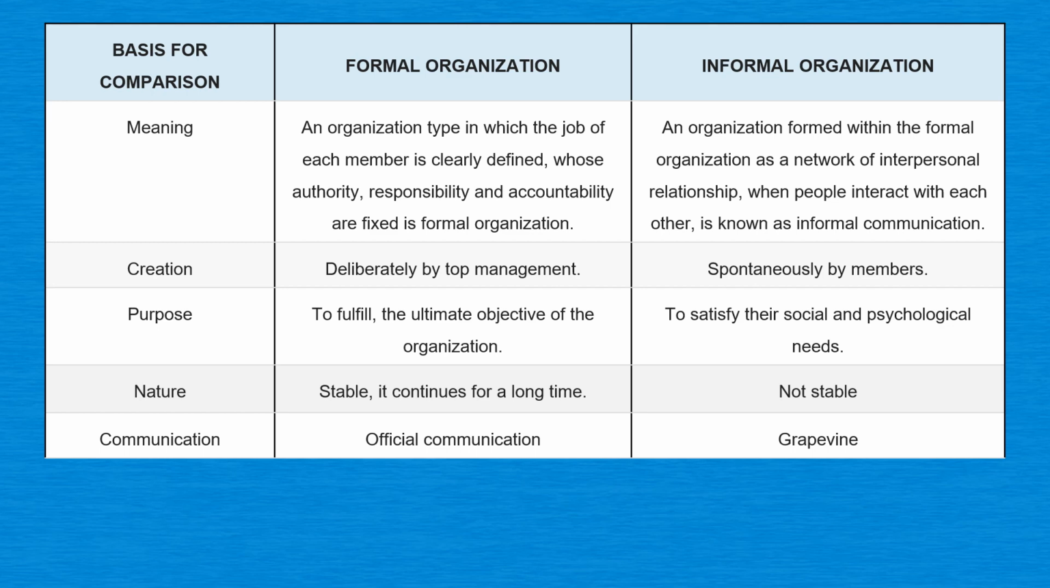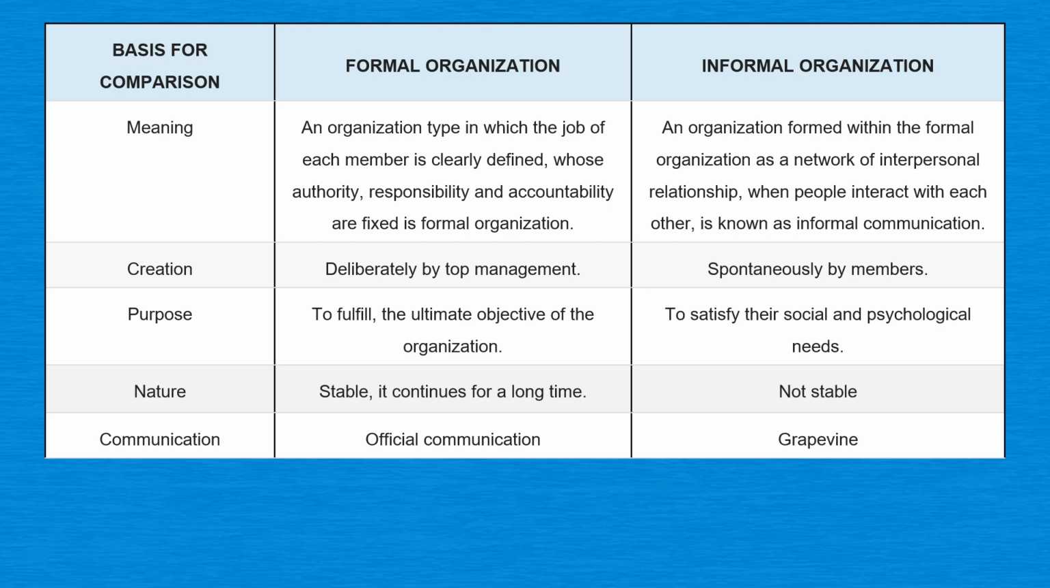The formal organization, on the basis of comparison of meaning, is an organization type in which the job of each member is clearly defined, whose authority, responsibility, and accountability are fixed. An informal organization, based on the meaning, is an organization formed within the formal organization as a network of interpersonal relationships where people interact with each other.